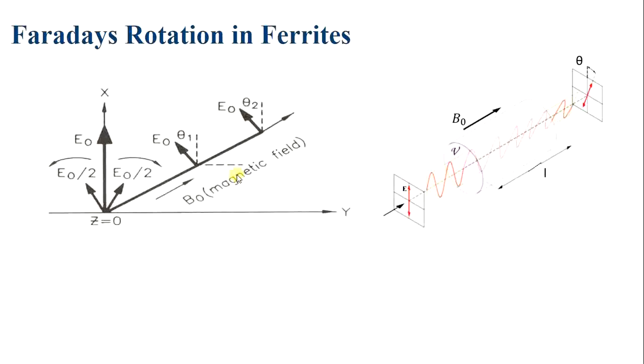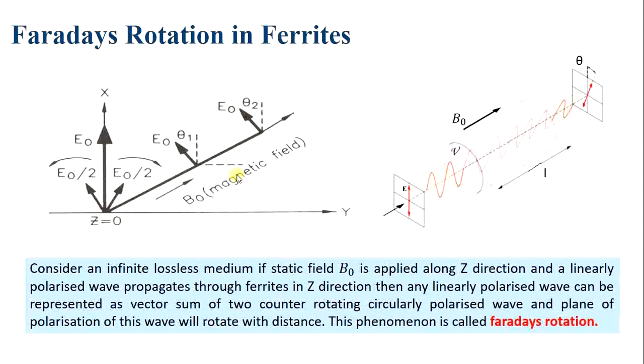We will see the statement of Faraday's rotation. For that, we have considered an infinitely lossless medium, and if the static field B0 is applied along the Z direction, and a linearly polarized wave, as you can see, is propagating through the ferrite in the Z direction, then any linearly polarized wave can be represented as a vector sum of two counter-rotating circularly polarized waves, and the plane of polarization of this wave will rotate with distance, as you can see over here. This phenomenon is called Faraday's rotation.